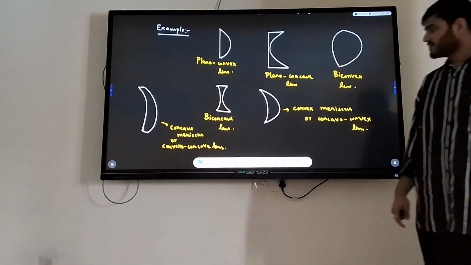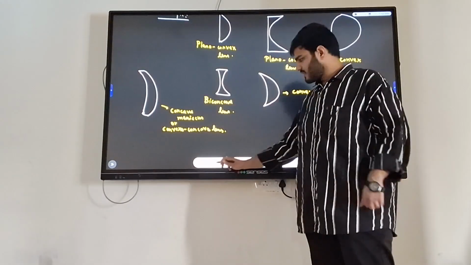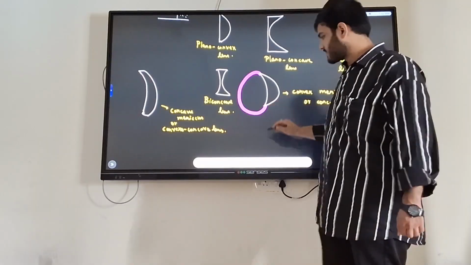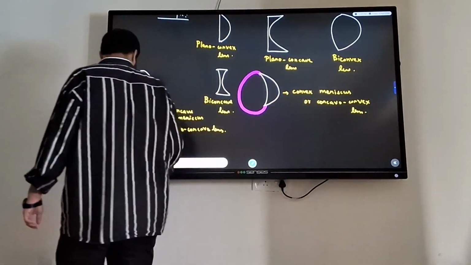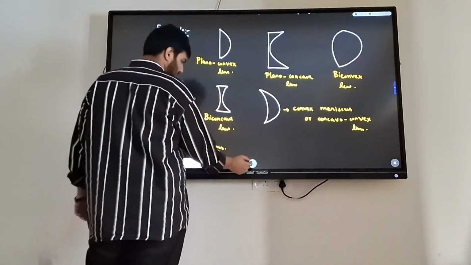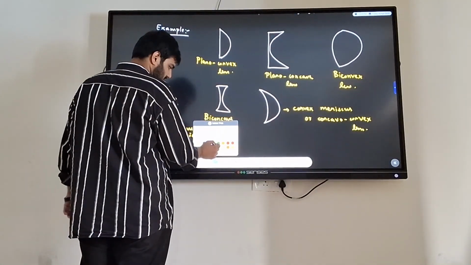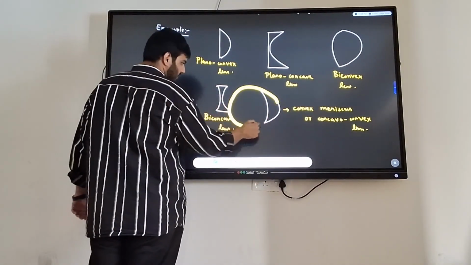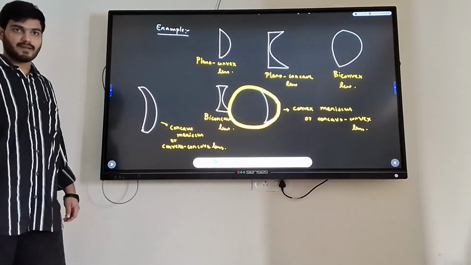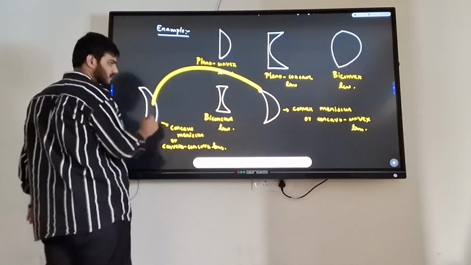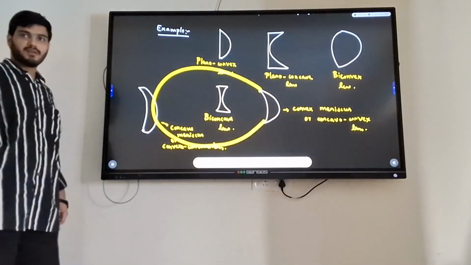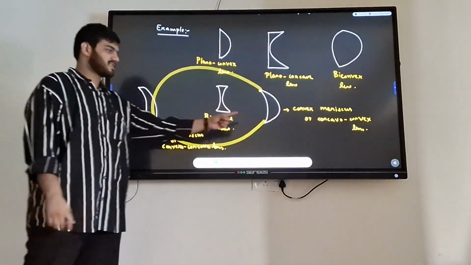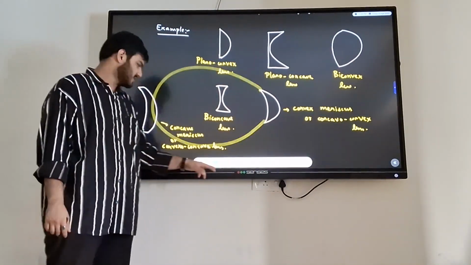Very easy to understand. Can you imagine if I make an extension of this, what will the circle look like? Not this, but rather... Let me change the color. Let me make it yellow. See, the back surface will have a circle like this. What about the other one? Like this? Which has a bigger radius of curvature? The first one, the first surface. The second one has a smaller radius of curvature.